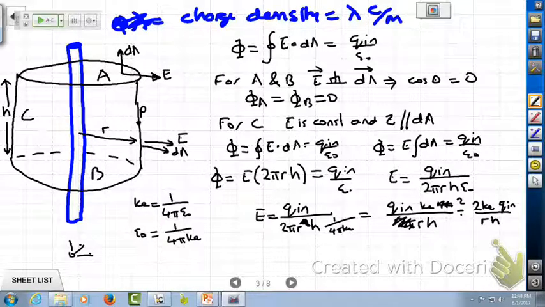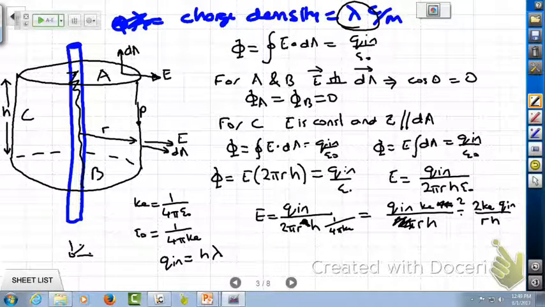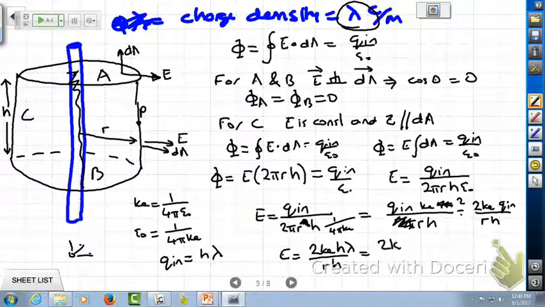So next I say, well, okay, what is my Qn? My Qn is equal to the length of this bit inside. It's the charge inside, so that's going to be H times my density of charge, lambda. Does that make sense? If I make a longer H, I get more charge. A smaller H, we get less charge. So E is equal to 2 Ke H lambda over RH, which equals 2 Ke lambda over R.